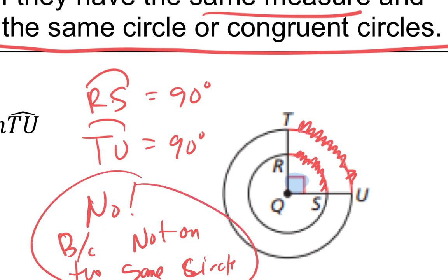These are on two different circles. That's one circle right there, and that's a different circle right there. We said they have to be on the same circle or congruent circles. These are not congruent. All right, so that's it on this lesson right over here.